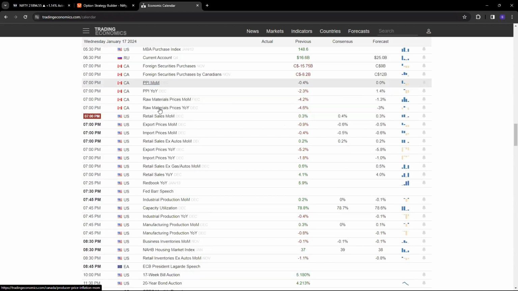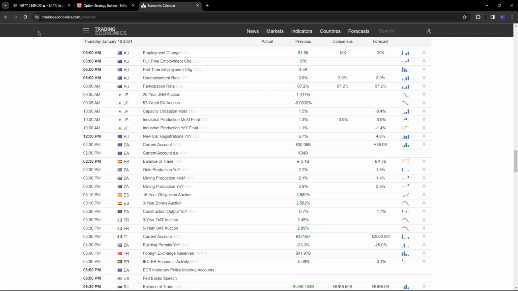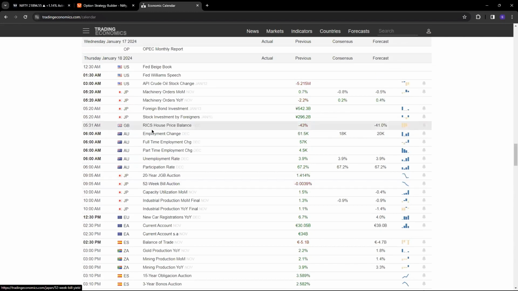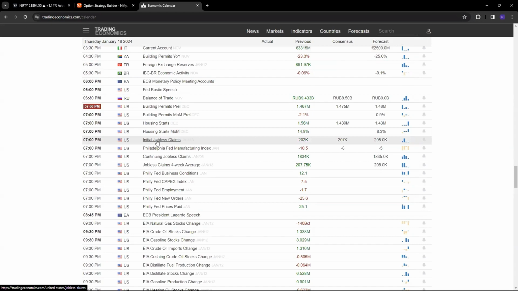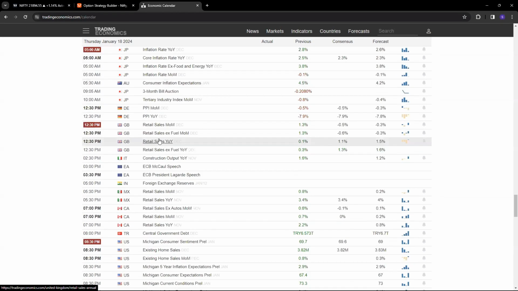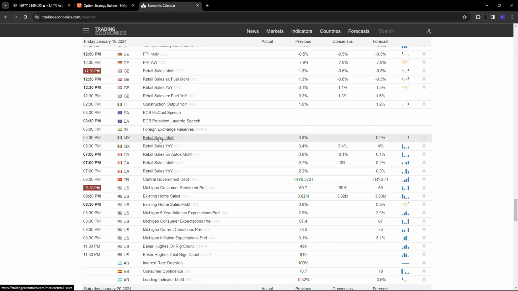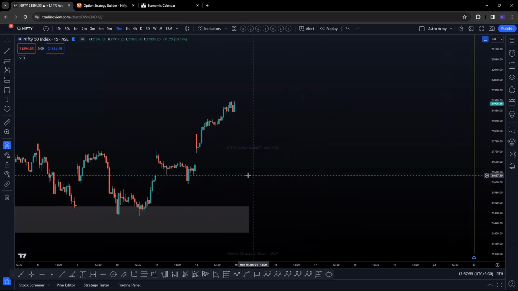Again, the news data point is not relevant to us, right? Everything is baked in the charts, so we don't have to look at the news points. Just note that date if there's a big high impact news event. Initial jobless claims is on Thursday, 18th. We can note that date. Otherwise, nothing much.